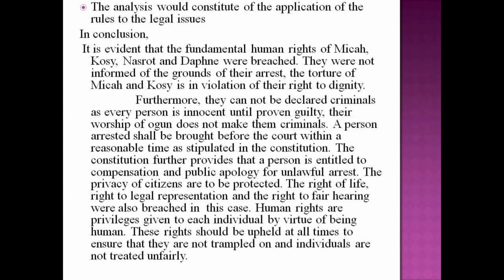The privacy of citizens is to be protected. The right to life, right to legal representation, and the right to fair hearing were also breached in this case. Human rights are privileges given to each individual by virtue of being human. These rights should be upheld at all times to ensure that they are not trampled on and individuals are not treated unfairly. I have a better conclusion than the one that I have given. You could state it here. So the conclusion is basically the end point, what you have reached at the end of the day, what you have concluded at the end of the day.